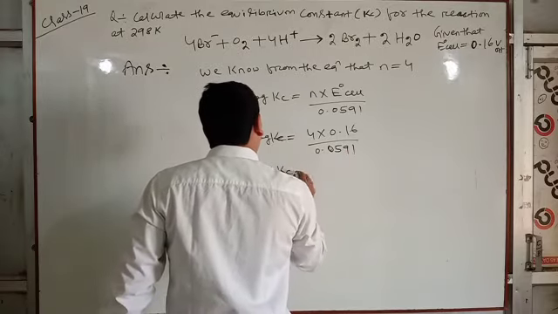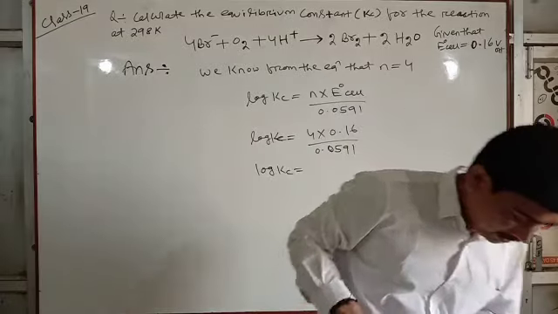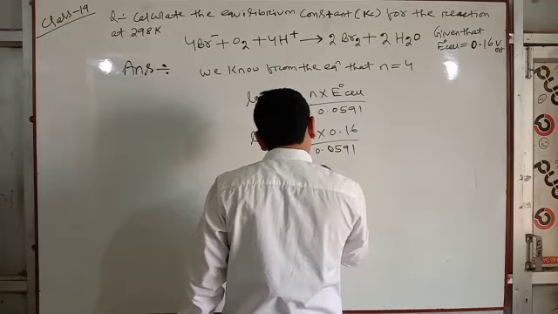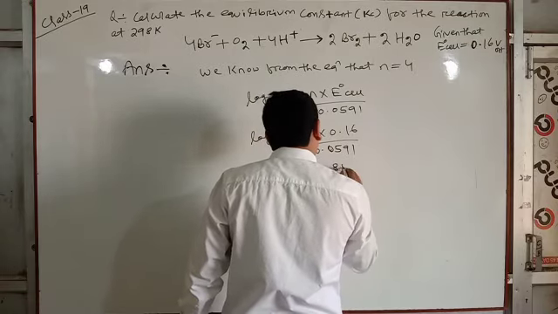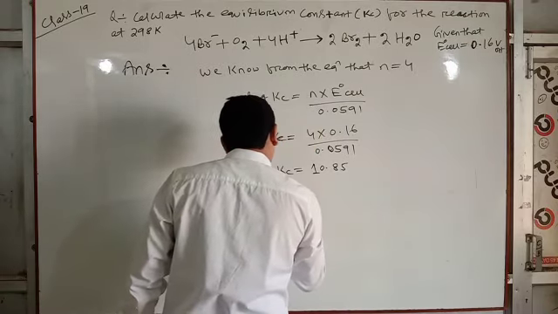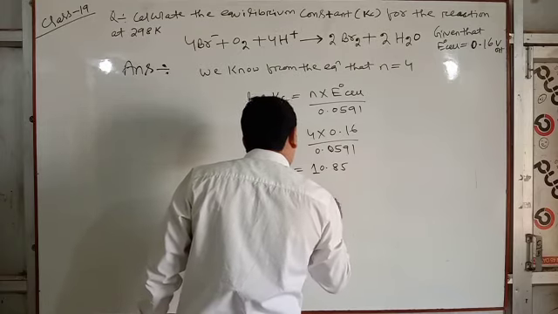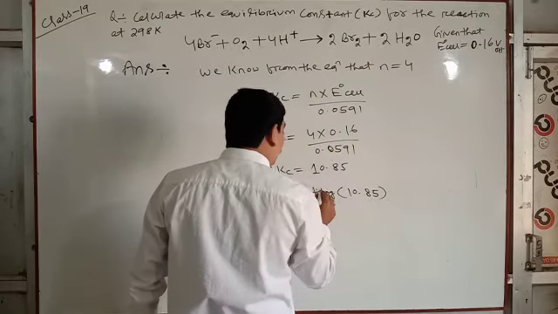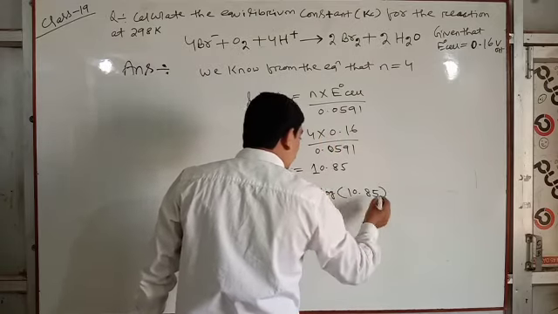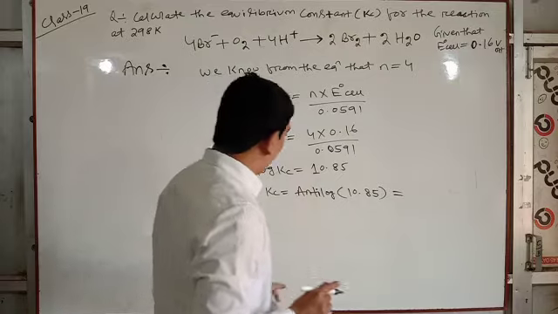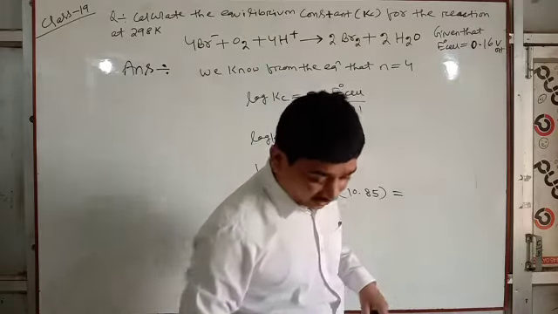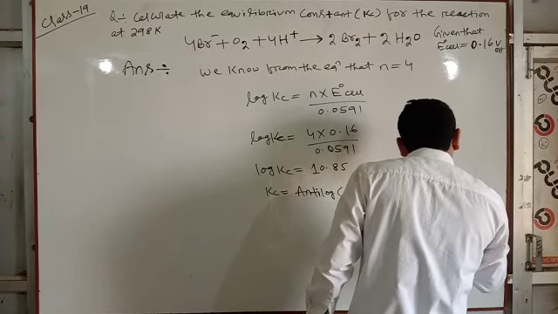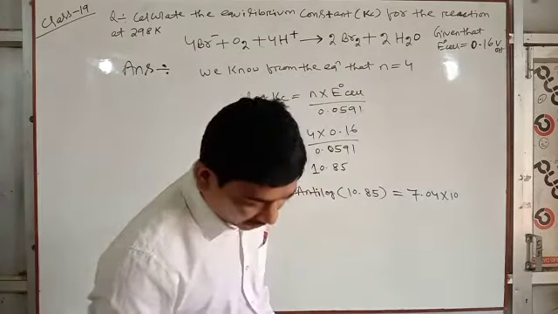Log Kc equal to 10.85, or Kc equal to antilog of 10.85. Since the very beginning of the first year I have been telling you that you should remember the log and antilog. So the answer is 7.04 into 10 to the power 10.